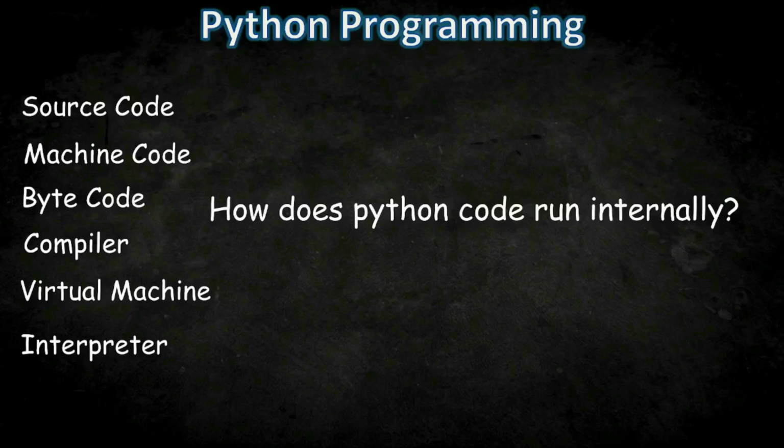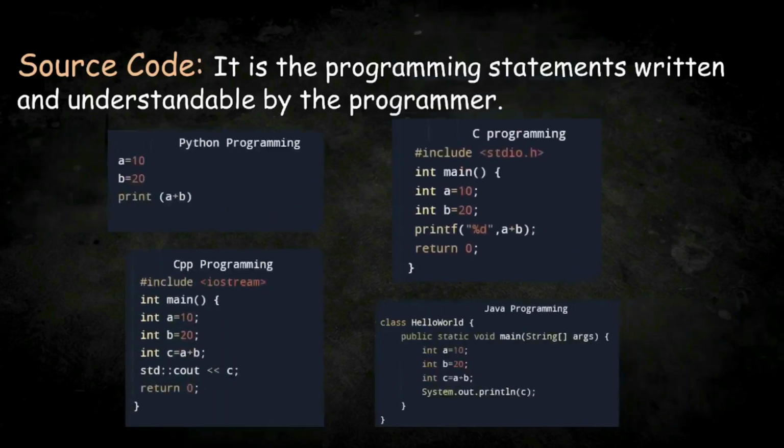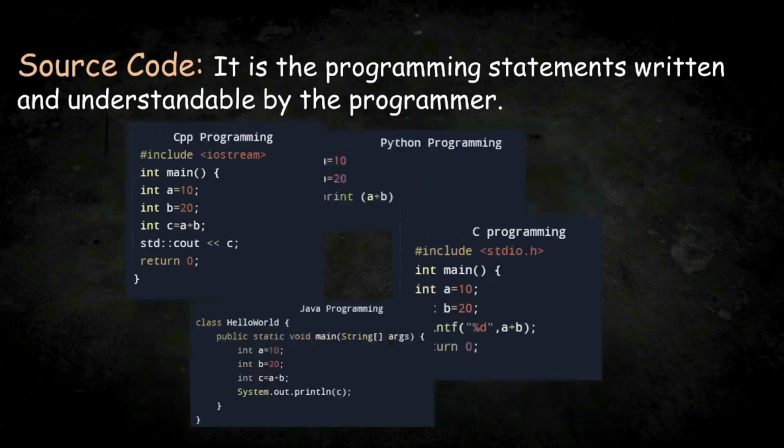This video will be divided into two parts. In this first part, we will cover up to compiler, while in the next video, we will cover the rest of the topic. Our first term is source code. It is the programming statements written by the programmer and understandable by the programmer. For example, if you write a program to add two integer numbers in any programming language like C, C++, Python, or Java, then the statements written by you are nothing but the source code.